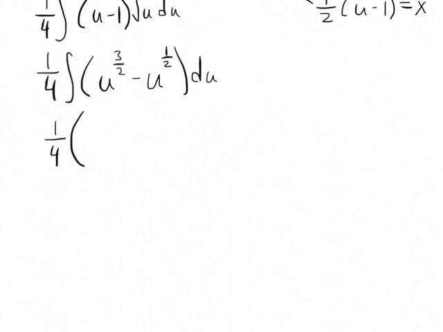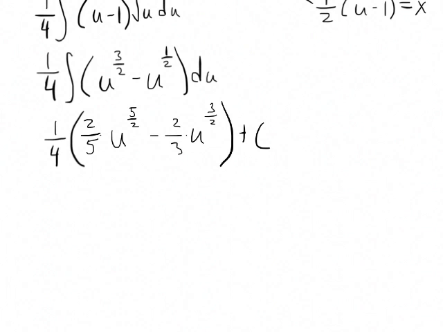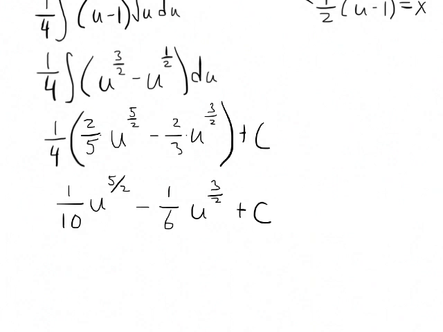Doing the antiderivative of u to the 3/2 means I'm going to increase the power by 1. So it's going to become u to the 5 halves times the reciprocal 2/5, minus u to the 3 halves times the reciprocal 2/3, and we'll have our plus c. Then I'll distribute the 1/4 in, and I'll get 2/20, so I'm going to reduce that to 1/10 u to the 5 halves minus, and the same thing here, it would be 2/12, but I'm going to write that as 1/6 u to the 3 halves plus c.